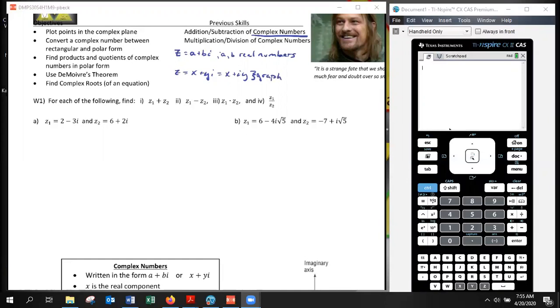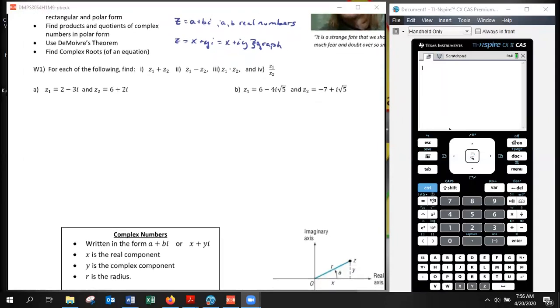I realize this is more of an Algebra 2 concept, but at the same time, we want to make sure that we have a foundation before we apply graphing and working with the polar form. So these right now are called the rectangular form. We have two complex numbers, 2 minus 3i and 6 plus 2i. Our first objective is, how do we add them?